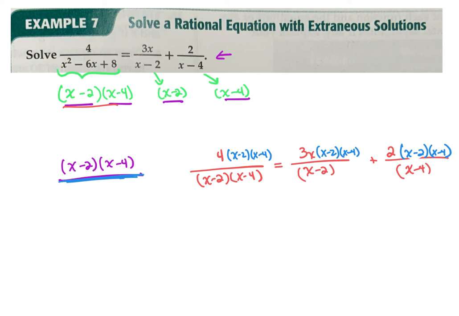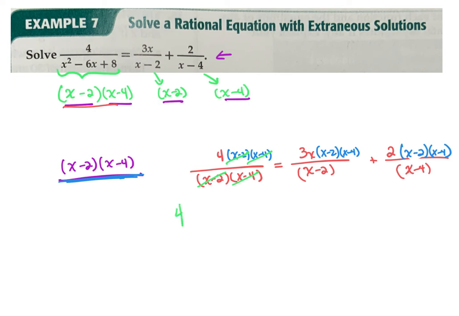All right, everybody see that? I multiplied everything by x minus 2, x minus 4. Then I'm going to cancel before I do anything else, okay? So the x minus 2 and the x minus 2 cancel, right? The x minus 4 and the x minus 4 cancel. What am I left with?